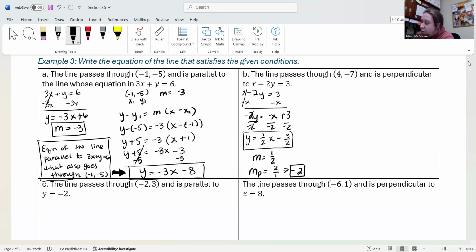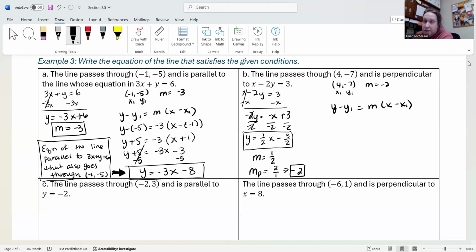So for our example, we're going to use (4, -7), and m is -2. So this is our x1, y1. And we're going to plug all of that into y minus y1 equals m times x minus x1. Okay, so again, I've just written out the formula. Let's now fill it in.